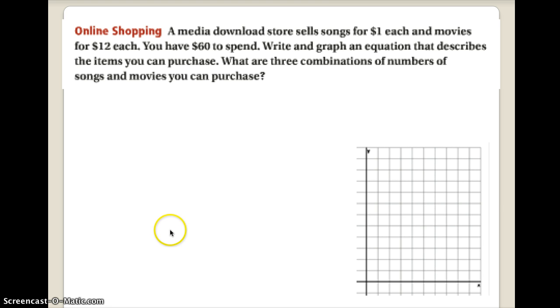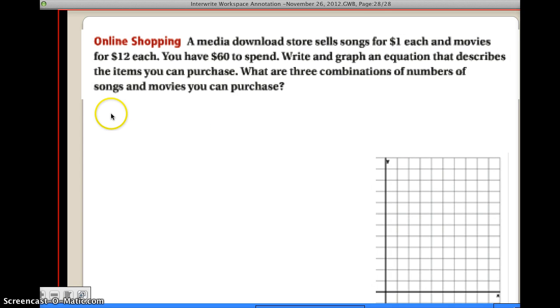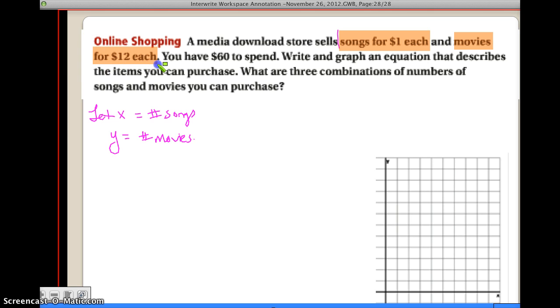A media download store sells songs for $1 each and movies for $12 each. We're talking about a word problem here. So let's let x equal the number of songs, and let's do y. I'm going to use x and y because of our graph, our x-y axes, and y can be the number of movies. They sell songs for $1 each. Let's identify the important information. And movies are $12 each.